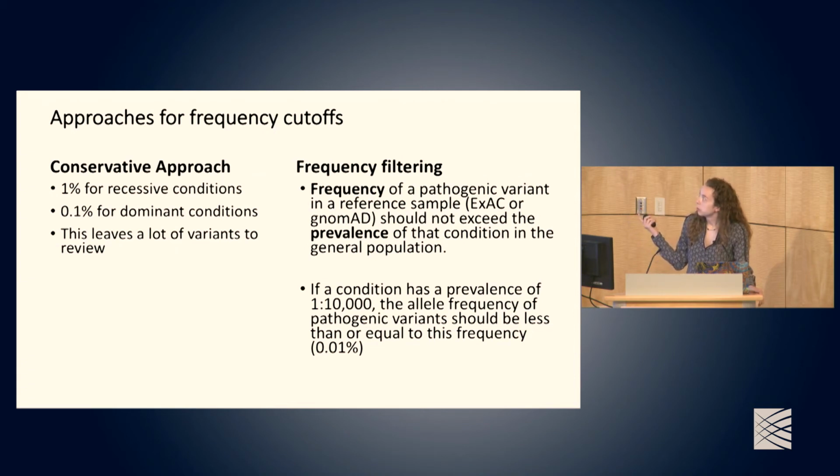And so frequency filtering is based on the idea that a pathogenic variant in a reference sample can't exceed the prevalence of that condition in the general population, taking penetrance into account in the calculations. So if a condition that is highly penetrant has a prevalence of 1 in 10,000 in the general population, then I wouldn't expect to see a variant at an allele frequency higher than 1 in 10,000. And in fact, because we think we have depleted gnomAD of people with Mendelian pediatric onset conditions, I would actually think the variant might be even lower than that.